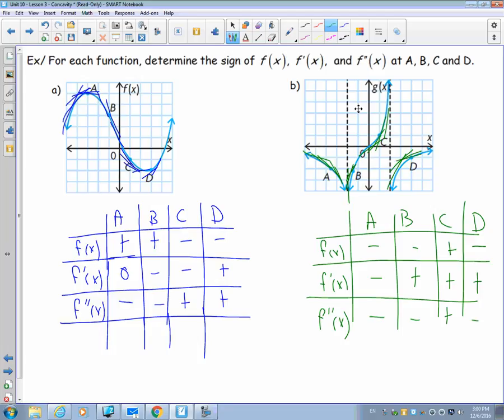Okay, there's your idea of concavity for today. We should be able to make sketches in the neighborhood, figure out different signs of things, and put it all together and make a big drawing.